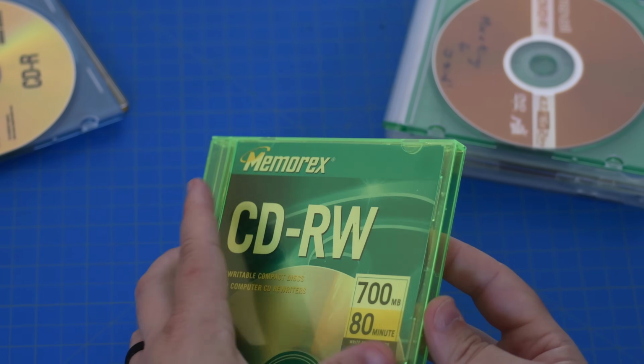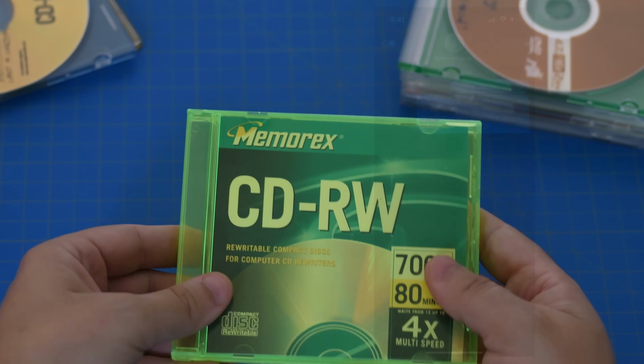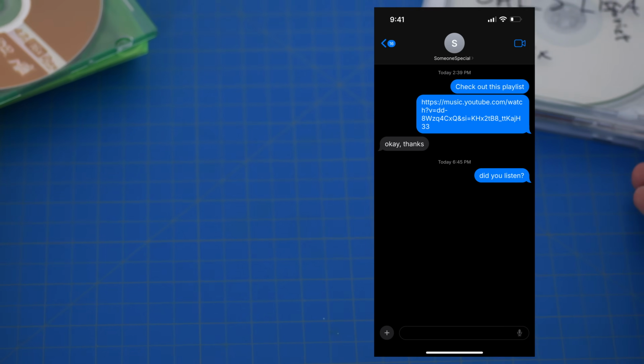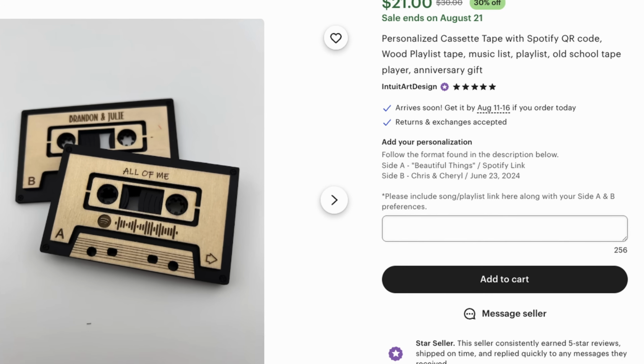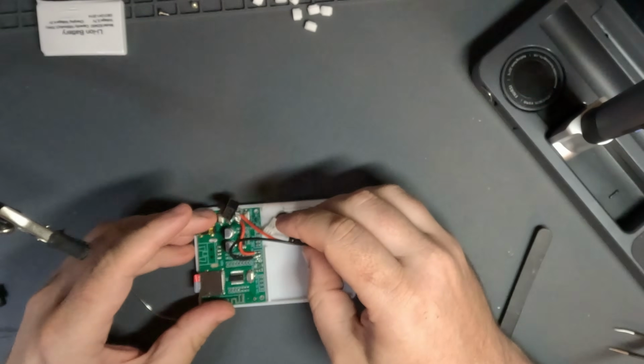A friend of mine recently sent me a mix CD, and it made me really miss the days when I used to exchange them with friends. Sending a playlist, it just doesn't feel the same. While trying to scratch that itch, I came across some neat projects on Etsy, but I couldn't find what I really wanted. An entire music player, cheap enough that I could just give them to people.